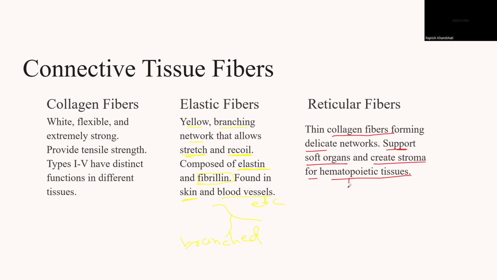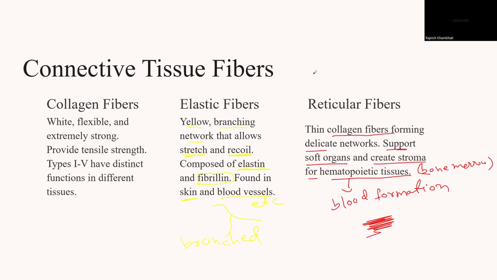Now, hematopoiesis means blood formation. Blood formation is known as hematopoiesis, and hematopoietic tissue means bone marrow, because in the bone marrow blood is formed. So the bone marrow's stroma is formed by reticular fiber tissue. Now, stroma means internal filling material, padding material, internal.